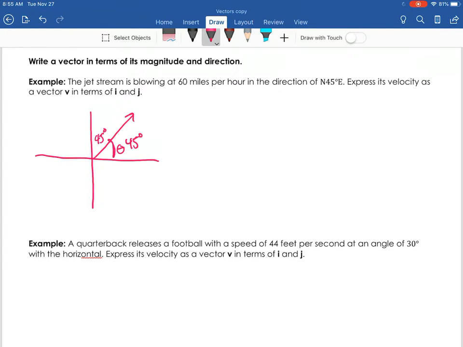Your angle of your vector is always going to be in standard position. So it's going to start at the positive x-axis, and I'm going to swing open this way. Okay, so it says it's blowing at 60 miles per hour. So the length of my vector, or my magnitude, is going to be 60 miles per hour.